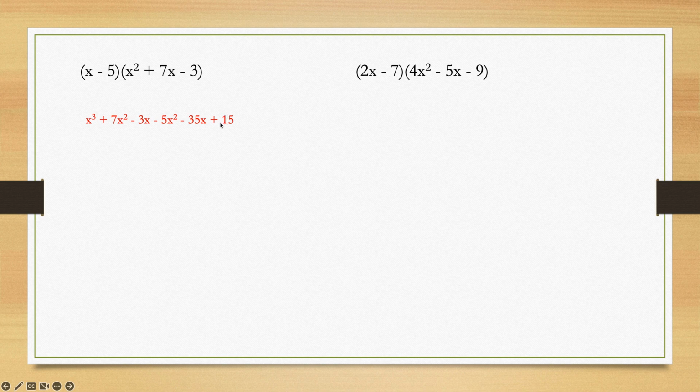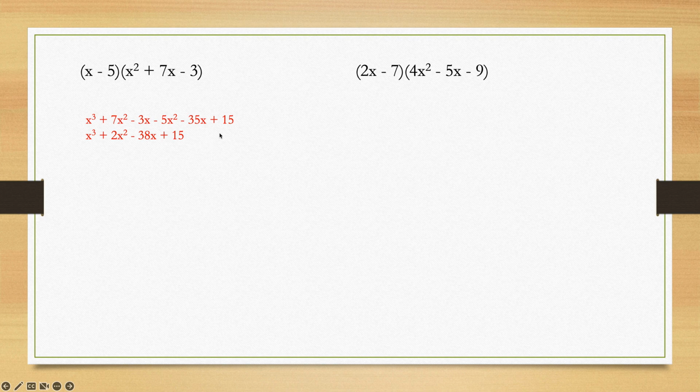And now you're going to get a couple of combinables. The x cubed is by itself, but look, I got a 7x squared and a negative 5x squared. I can group them together. And a negative 3x and a negative 35x, which can be grouped together. So I get x cubed plus 2x squared, which is 7x squared minus 5x squared. And then negative 3x and negative 35x is negative 38x and plus 15.